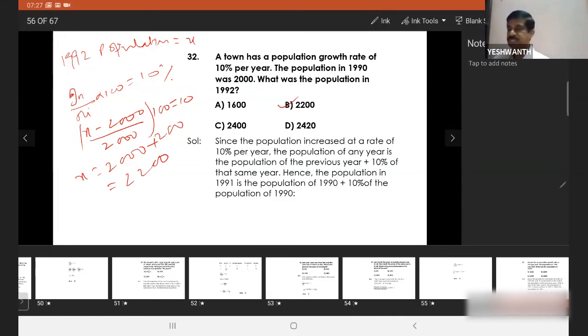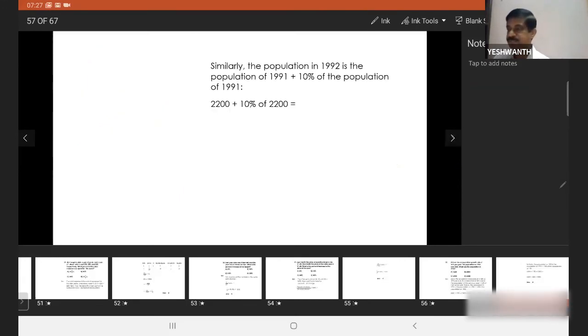This is how you work it. So same formula. There is no new formula used. Same formula. Whatever you have done before is used now. Let us go to the next question.